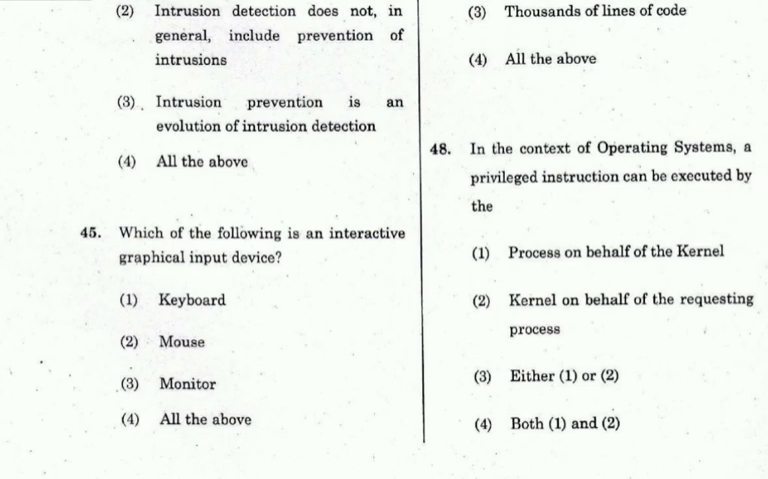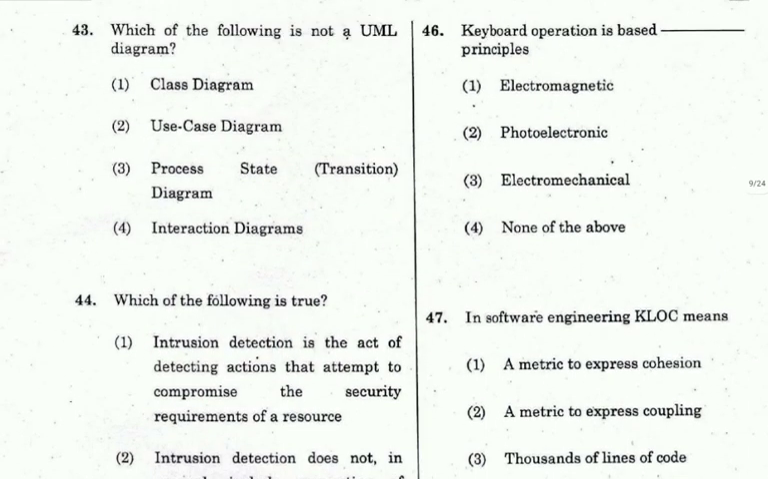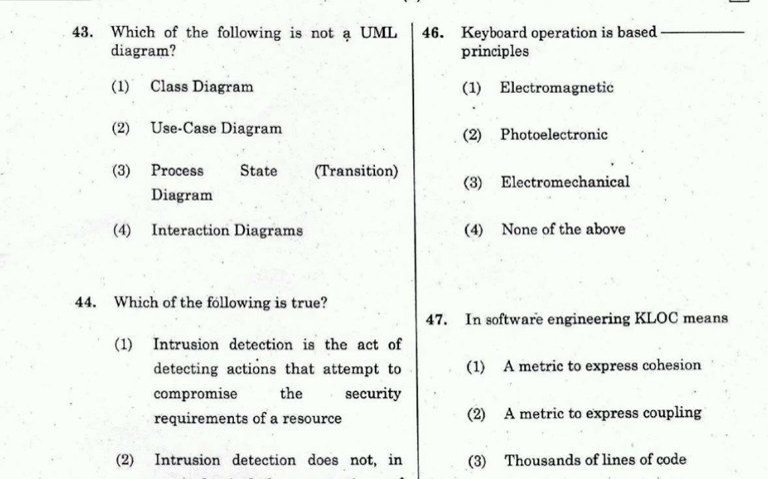Which of the following is an interactive graphical input device? So option 2 is the correct answer, that is the mouse. An interactive graphical input device allows users to interact with the graphical elements on the screen. So here keyboard and mouse are input devices and monitor is an output device. So 1 and 2 are correct answers. Keyboard operation is based on dash principle. So it is based on electromechanical principle.